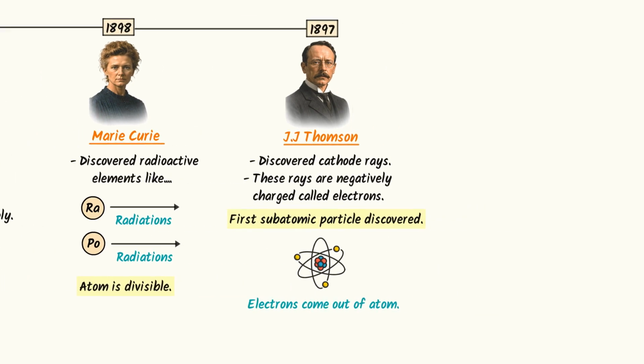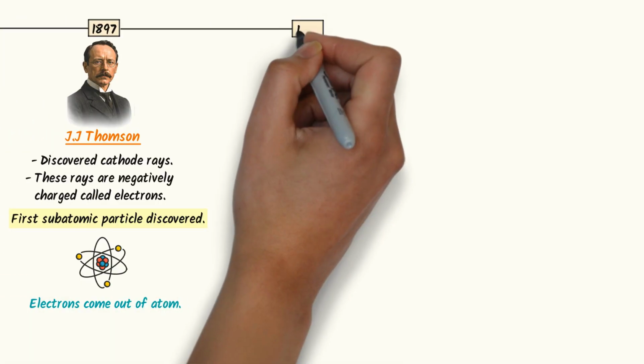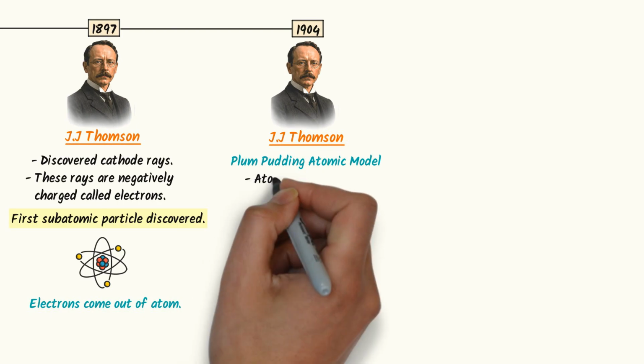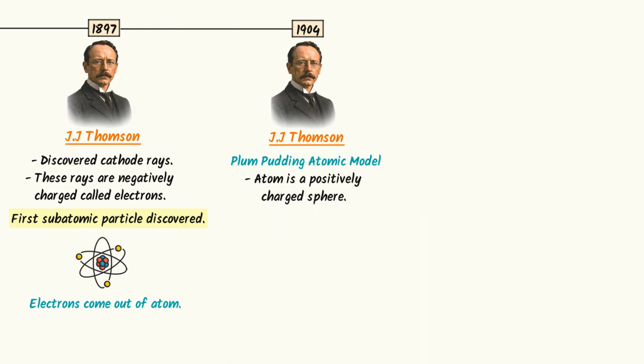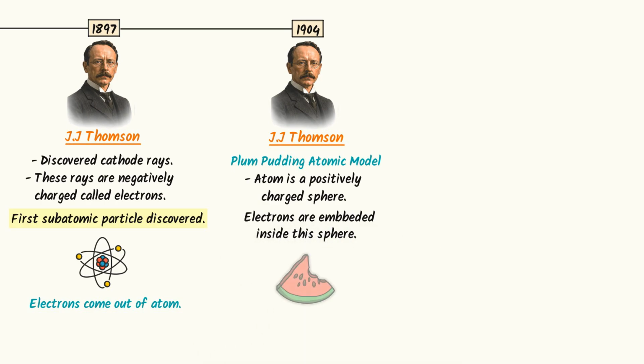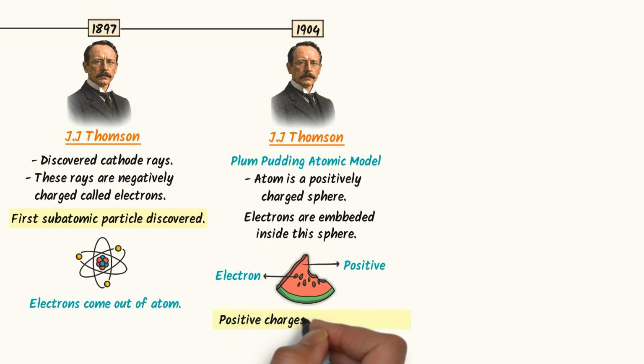Now we are going to enter the 20th century. In 1904, J. J. Thomson presented the plum pudding atomic model. He suggests that atom is a positively charged sphere and electrons are embedded inside it. For example, the flesh of the watermelon represents a uniform sphere of positive charge. The seeds are like electrons present inside it. It was the biggest achievement because scientists explained how positive charge balanced the negative charges.